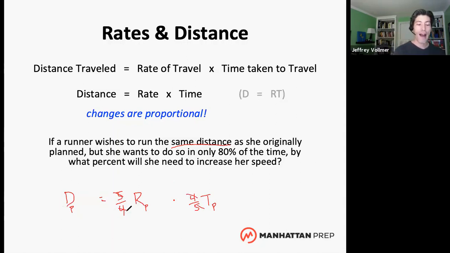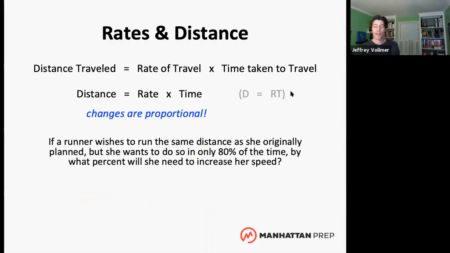So to run at 5/4 of your original rate, well, that's a quarter faster. That's 25% faster. Okay, so again, these changes are proportional, right? If you double the distance, you can either double the time or double the rate, or you could quadruple the rate and halve the time, but the product over there has to equal the factor of 2 on the other side of the equation as well. Understanding these changes is really important, and it's also really important for work problems. Okay, so those are some important things to keep in mind.